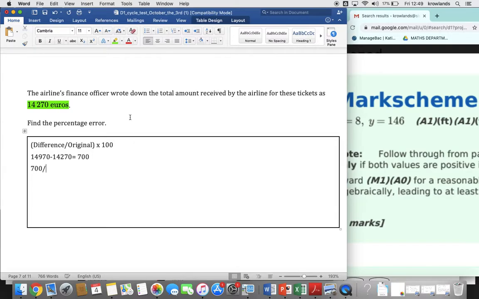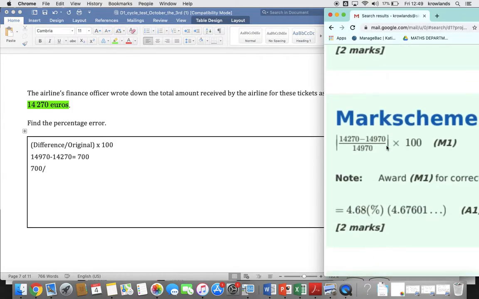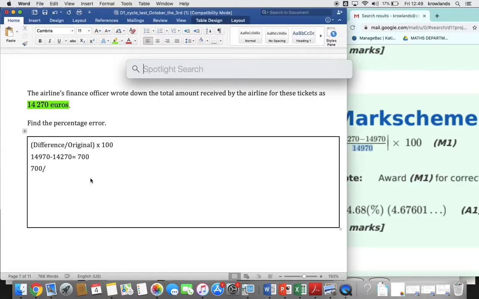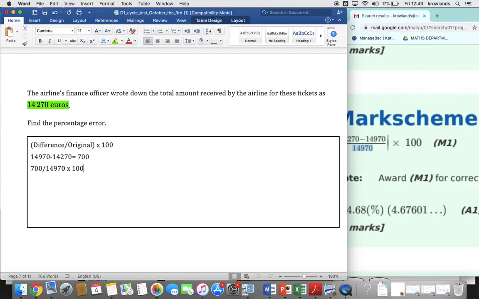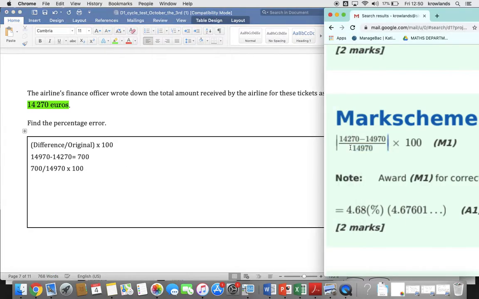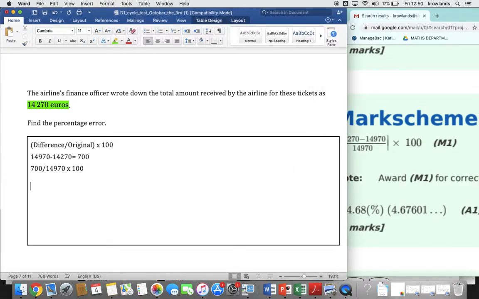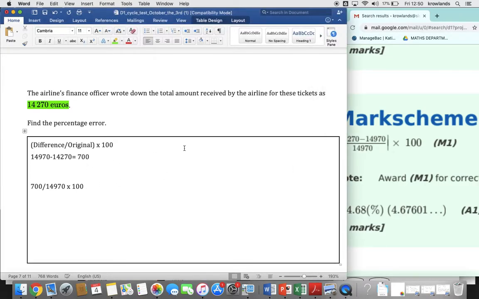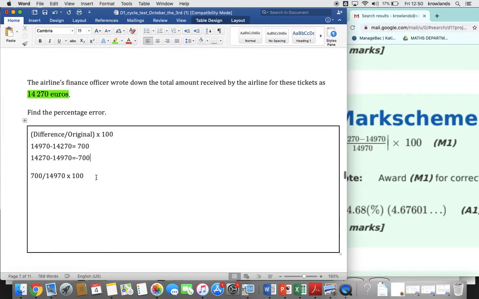So the difference is 700. The original is going to be the following, 14970, and then you're going to times it by 100. This here is called a mod sign, which means they want you to take the positive value. So they're saying that if you wrote down 14270 minus 14970, that would give you minus 700, but you need to take the positive value of one of those versions.